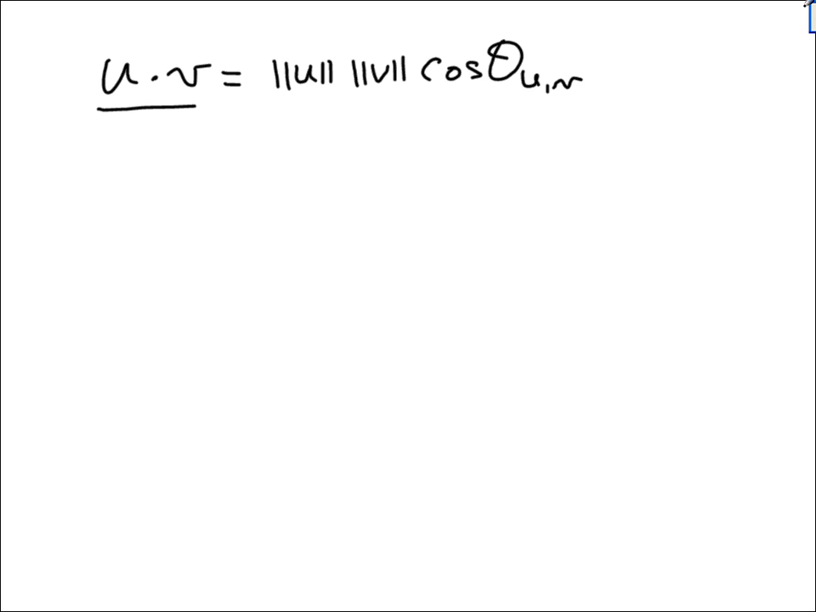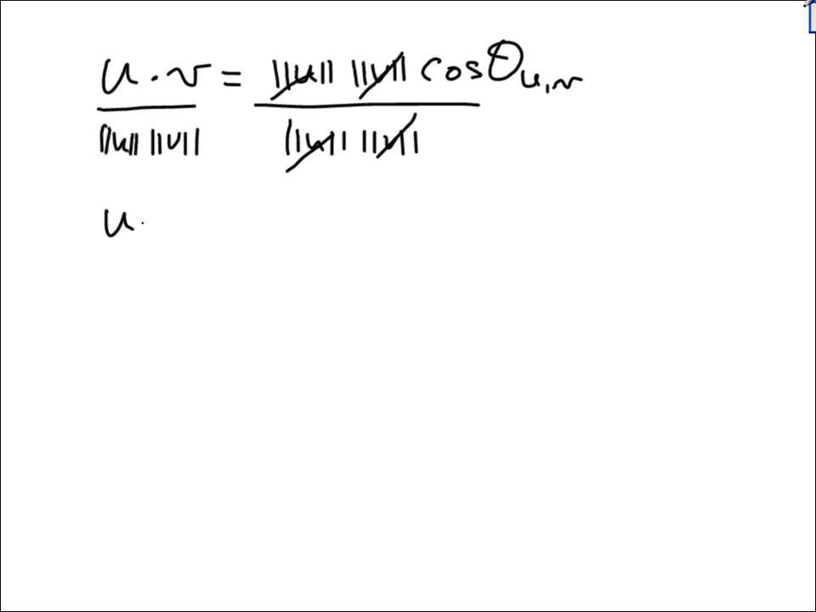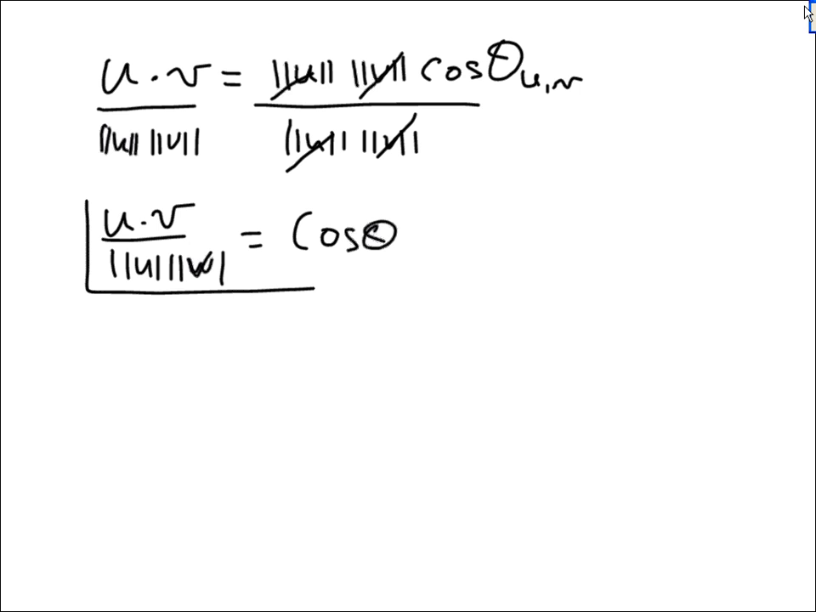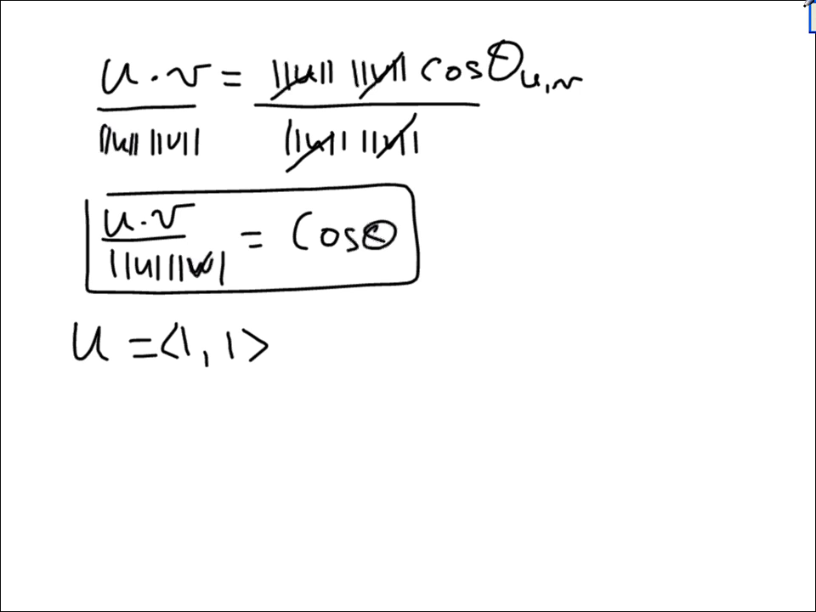Well, if you divide both sides by the product of their lengths, what you get is that u dot v divided by the length of u times the length of v is the cosine of the angle. So this is the formula we're going to use. If I tell you that u is (1, 1) and v is (2, -2).